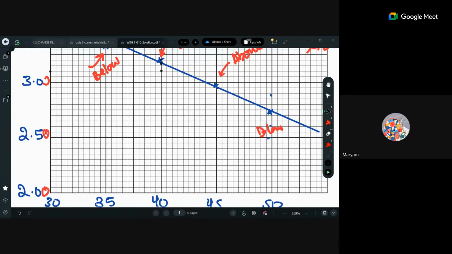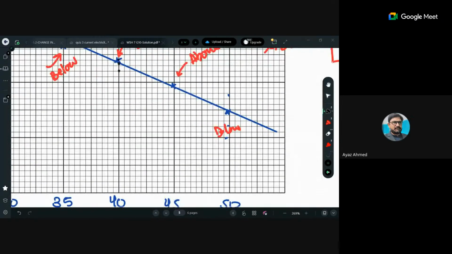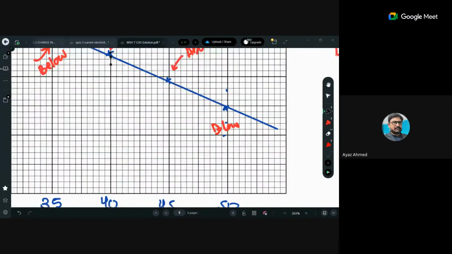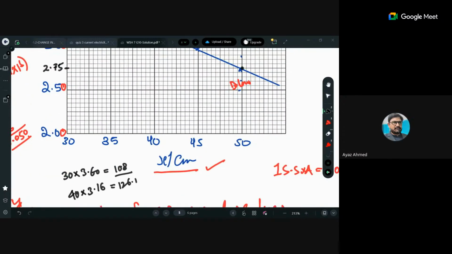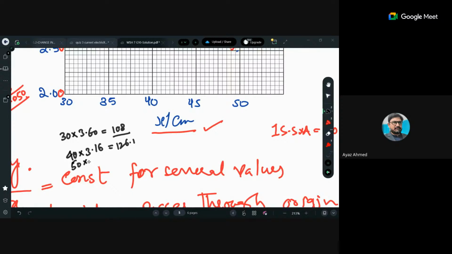Just check any other value which you consider that the value is very clear to you. For example, for 50, how much is it? 2.75, isn't it? 50 into 2.75. Wait.